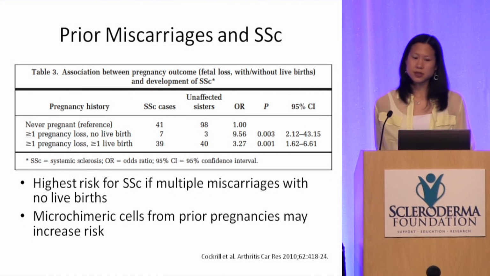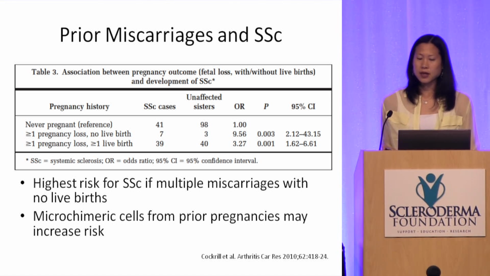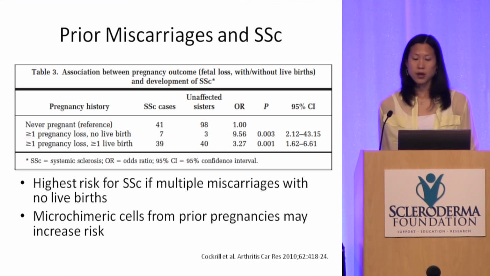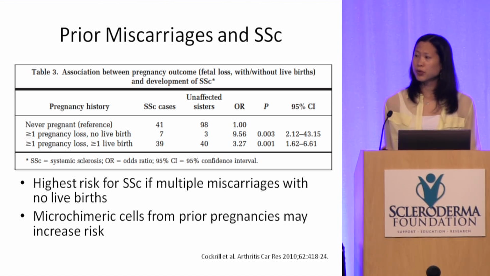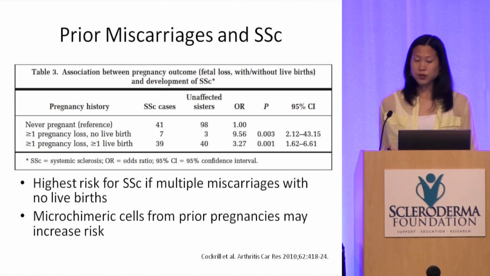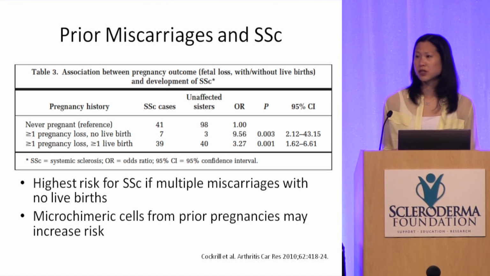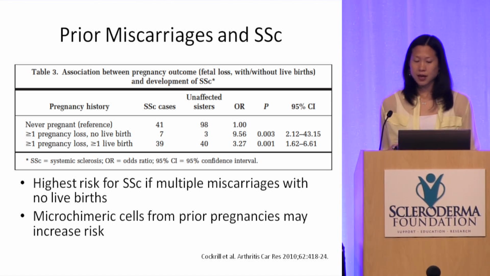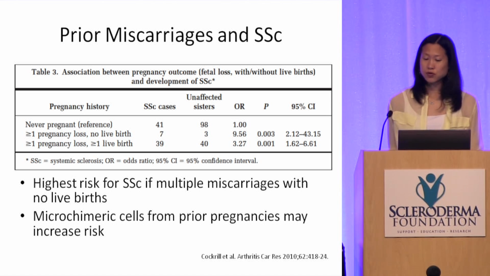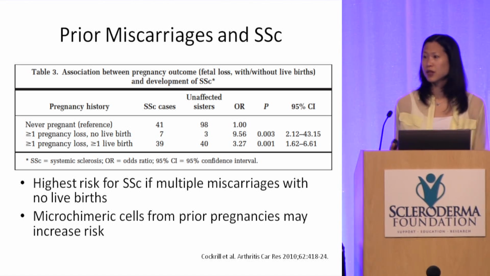Regarding prior miscarriages in systemic sclerosis, this again looked at the scleroderma cases, the same study, compared to unaffected sisters. If you had at least one pregnancy loss, but at least one live birth, your risk of having scleroderma was a little bit more than 3-fold compared to the sister. Whereas if you had at least one pregnancy loss and no live births, your risk was 9.5 times higher. So the highest risk for development of scleroderma is if you have multiple miscarriages with no live births. And again, the theory is that maybe these microchimeric cells from prior pregnancies are increasing your risk for development of scleroderma.